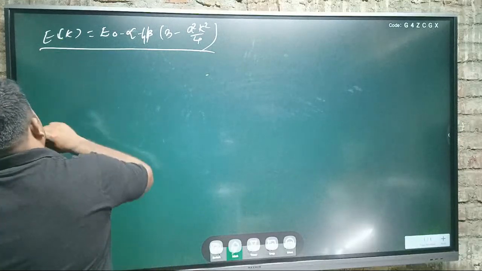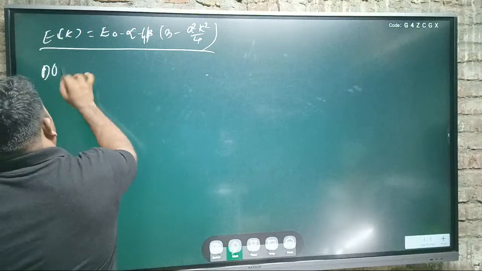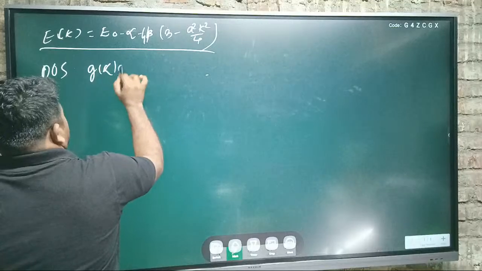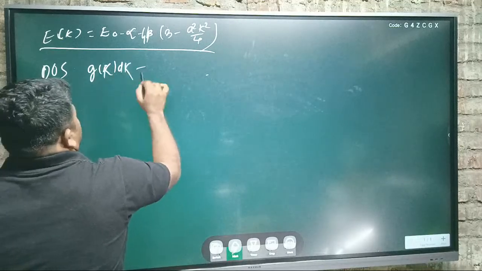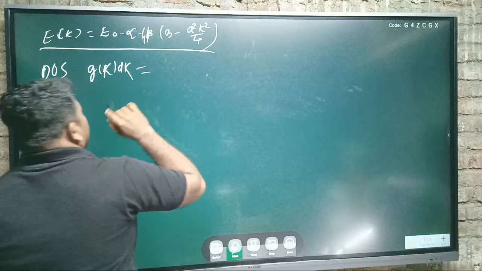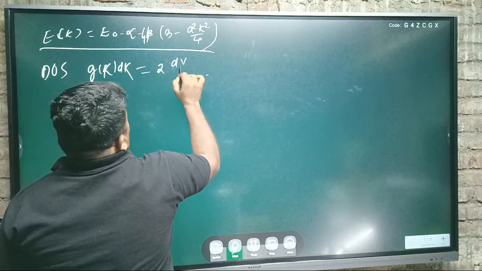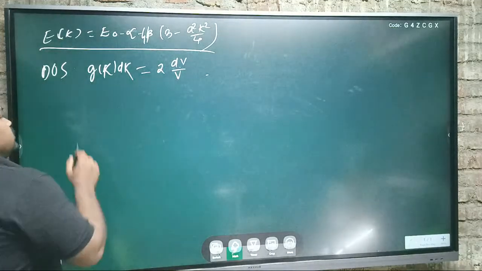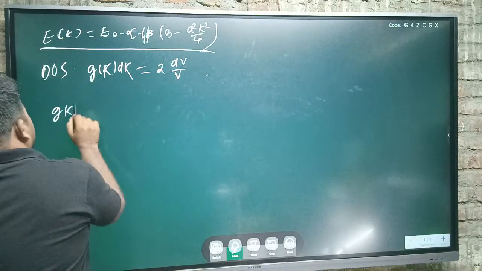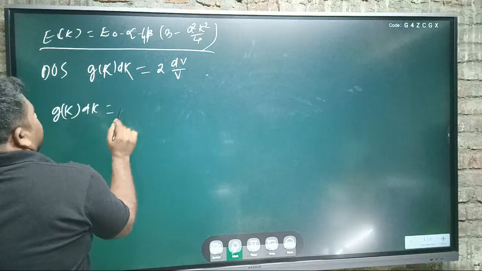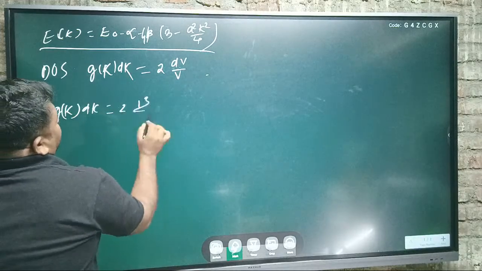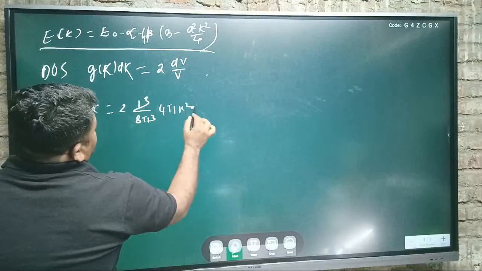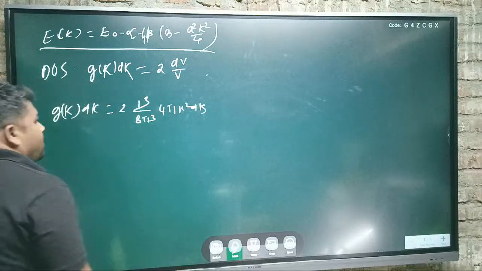Yes, DOS is equal to how much? g(k) dk, g(k) dk. The system is 3D. Then we can write down the 2 into dV upon V, dV upon V. Okay, this is equal to how much? g(k) dk is equal to how much? 2 into L³ upon 8π³ into 4π k² dk, 4π k² dk.